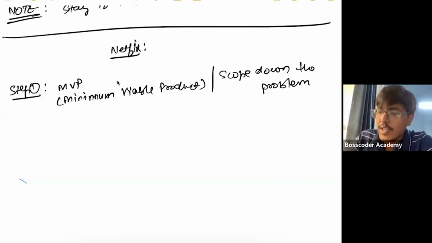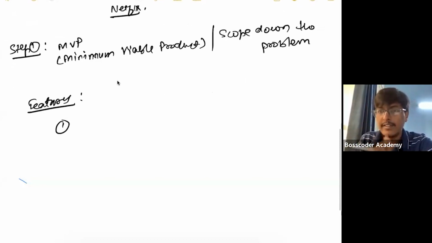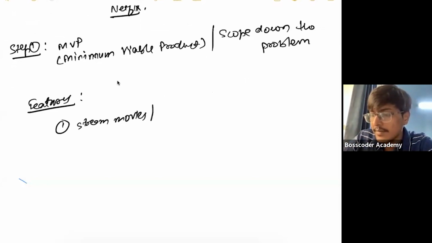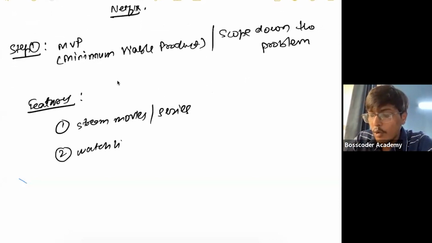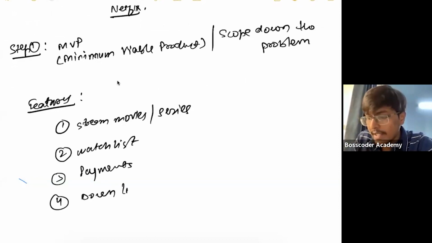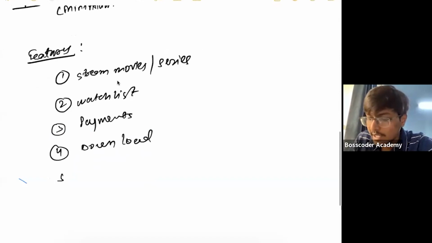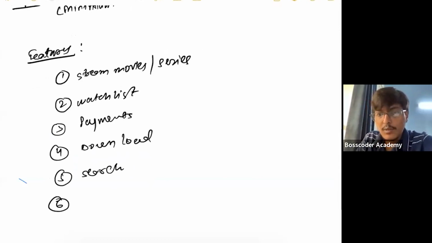So tell me, what are the different features that you see within Netflix? For example, one feature that I see within Netflix is I can stream movies or series. Can you tell me what more features you can use in Netflix? Watch list, definitely. You can have payments, definitely. You can download. I'm not sure if you can download, but yeah, I think locally. You can do search as well. Can we play games? I'm not really sure.